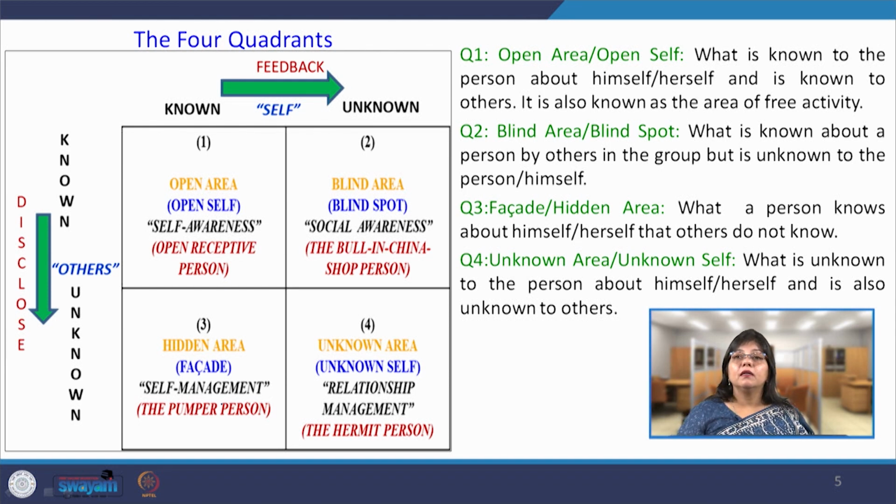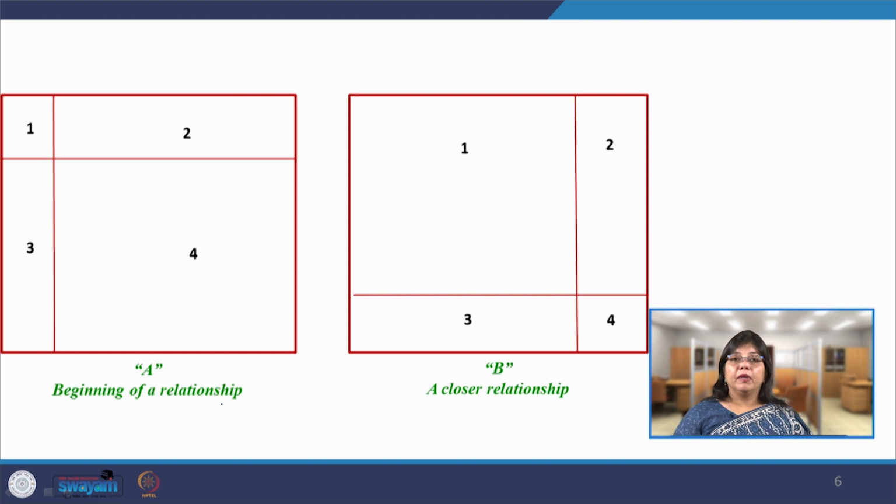So, these are the typical characteristics of these windows, which can help an individual or two people especially, to see where they are fitting themselves in these 4 windows and to what extent they can fit into the most conducive window, that is the open area. So, based on these interactions, initially when group members meet each other, they are not aware of each other. So, most of the members fall in window number 4 because we are not aware of each other.